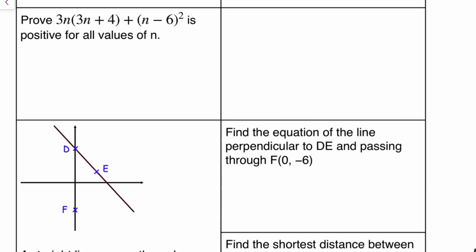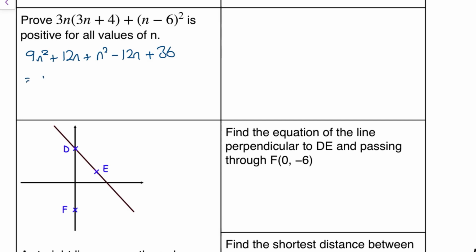Prove, then it gives me a statement, is positive. Now, this is one of those things that you haven't seen before. There's a very definite way of writing this. So I'm just going to expand everything. So that's going to give me 9n squared plus 12n plus n minus 6 all squared is n squared minus 12n plus 36. And let's collect the terms.